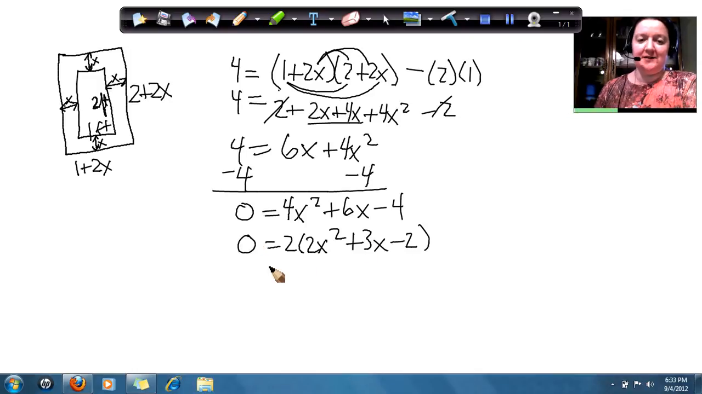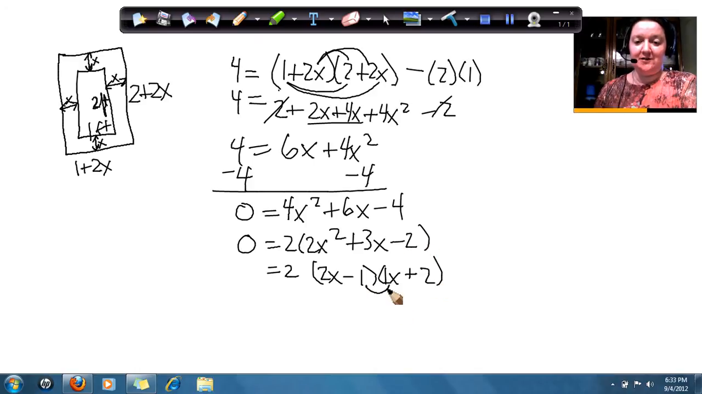Now I need to break this down into its factors. I need something that multiplies together to give me a negative 2, but adds together to give me a positive 3. So if I put a 2x here and a 1x here, I put a positive 2 over here and a minus 1 here, because a negative 1 times a positive 2 will give me the negative 2.